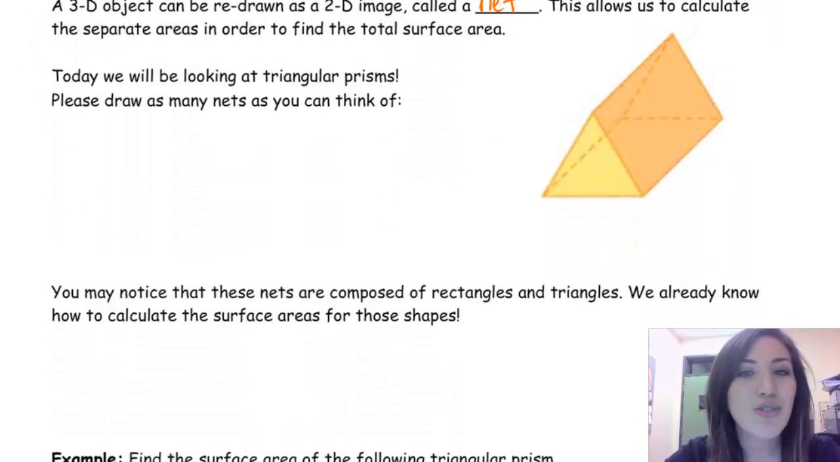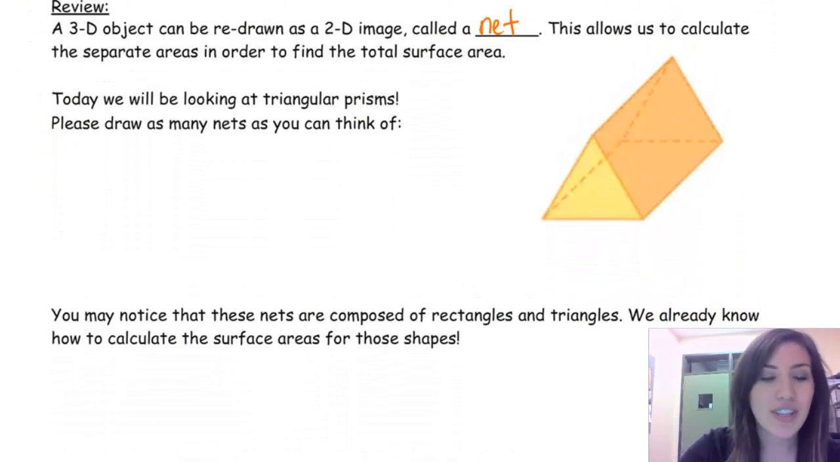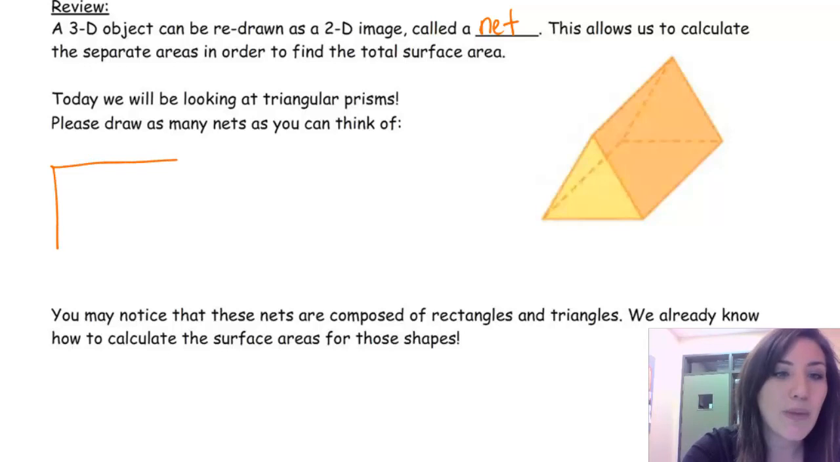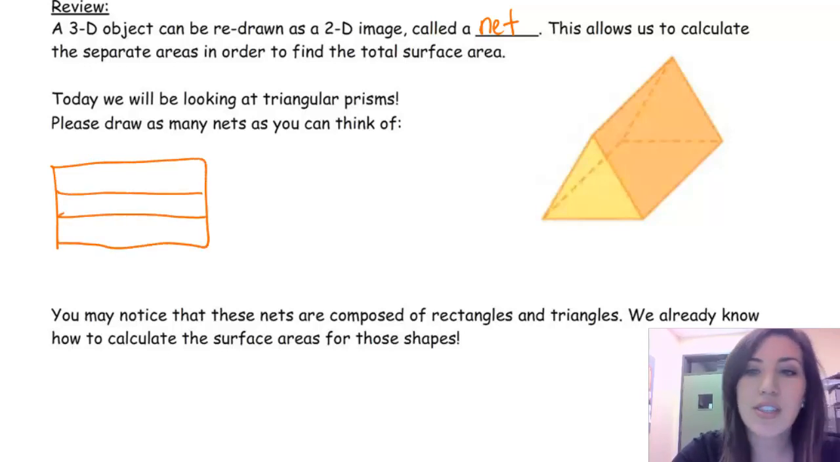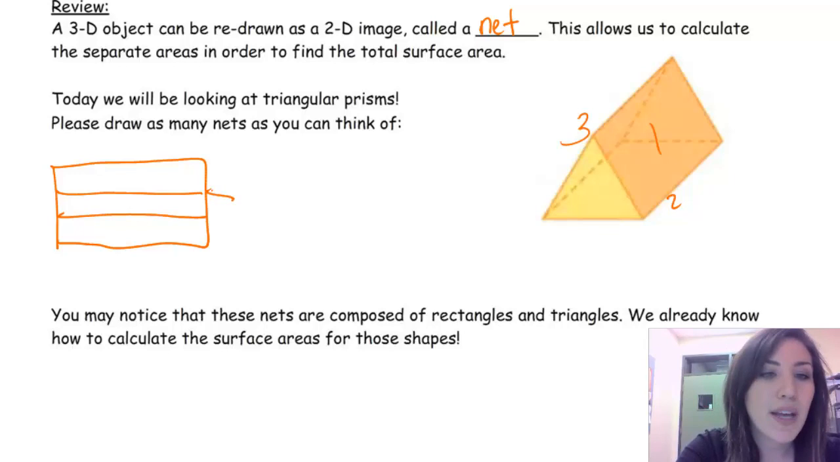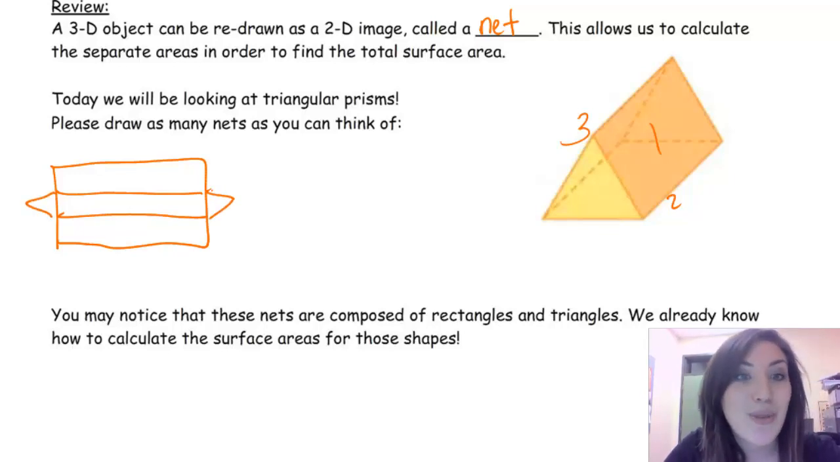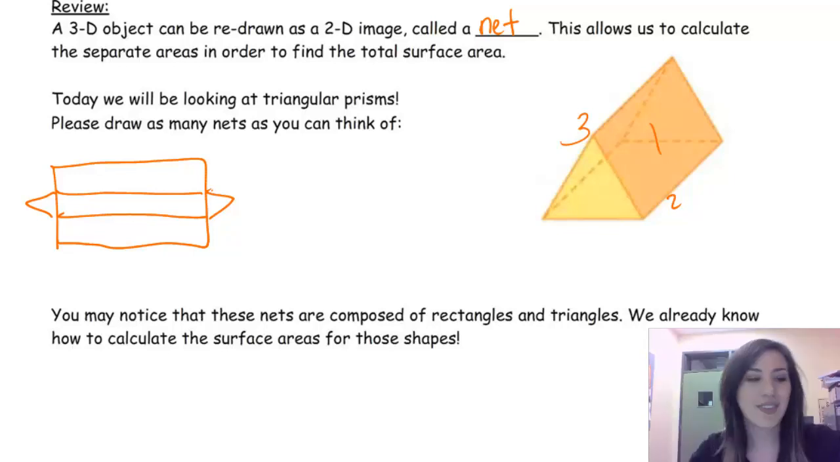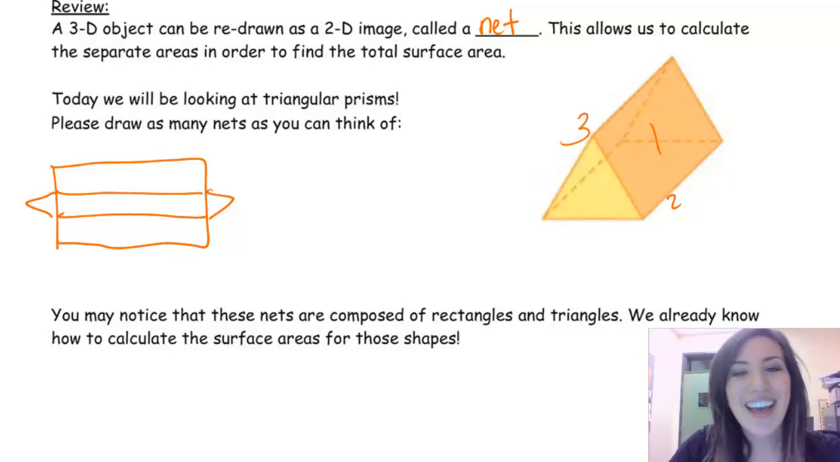So today we're going to look at triangular prisms. Let's draw as many nets as we can think of. Here, I'll help you out. Start the first one. You can draw it like this. So this is 1, the bottom is 2, and this side is 3 sides. So 3 long sides plus 2 little triangles on the end. That would be one way that you could draw the net for a triangular prism. I want you to try to think of at least a couple more, and we can compare them in class next day.